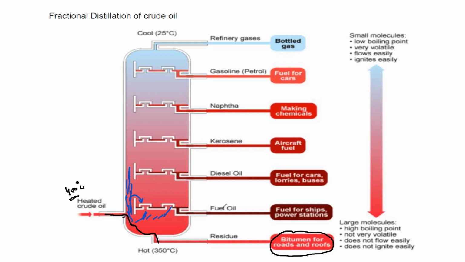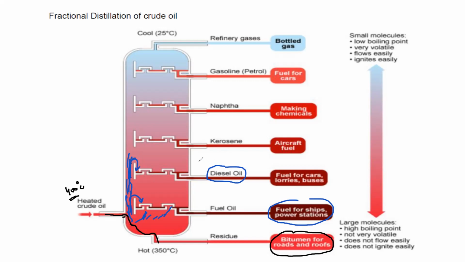After bitumen, the first fraction which condenses is called fuel oil. What is the purpose of the fuel oil? The fuel oil is used as fuel for ships or for power stations. Then the remaining fractions will rise. Then another fraction condenses. After the fuel oil, the fraction which condenses is known as diesel oil. The diesel oil is normally used for trucks, lorries, and buses. Even some cars have diesel engines.